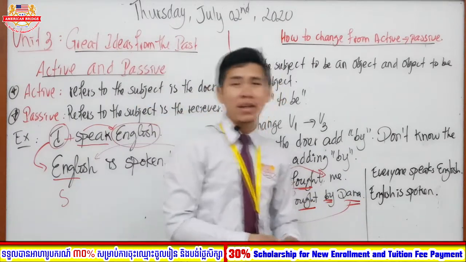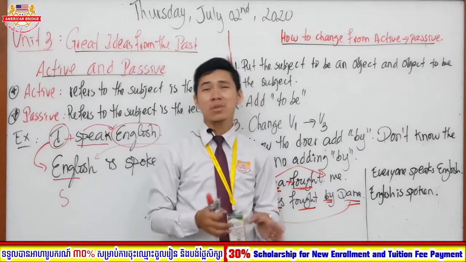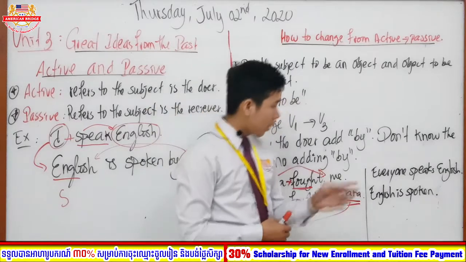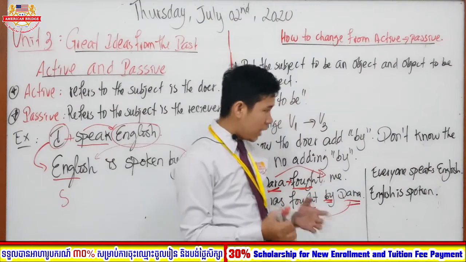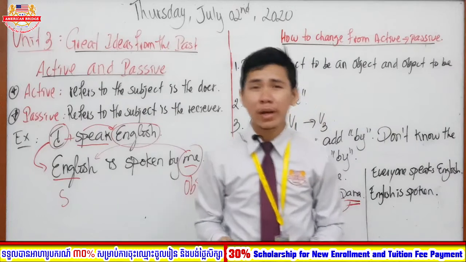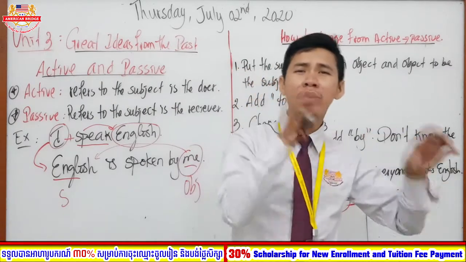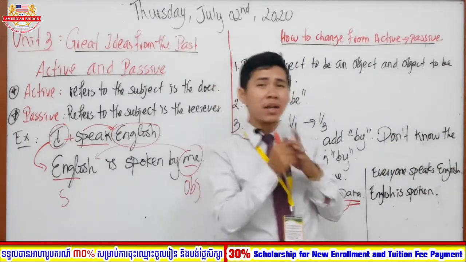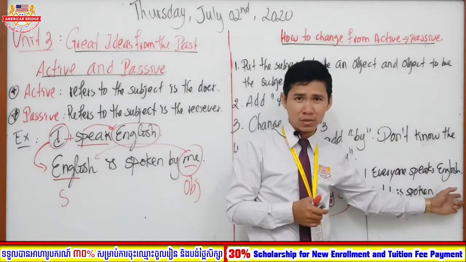Okay? Right. So in here, this is the way that we change from an active sentence to a passive sentence. However, one more example: Everyone speaks English. Okay? So in here, do you know who the doer is, everyone? I said everyone, I did not mention who the doer is. I do not know clearly who does this activity, right? So that's why I do not put it as the object of the sentence in the passive sentence.